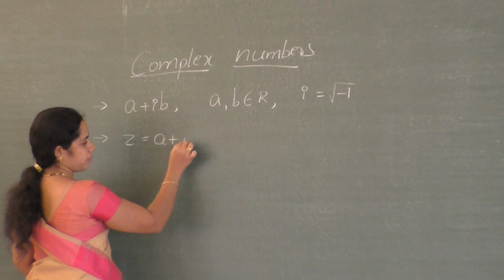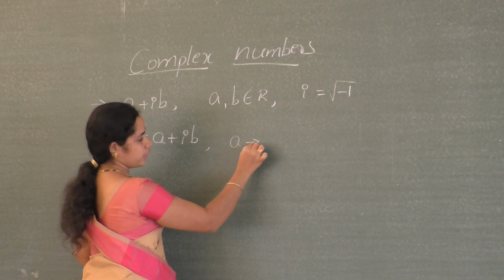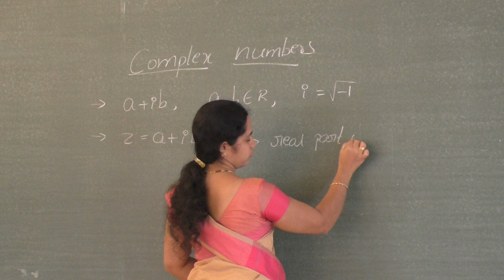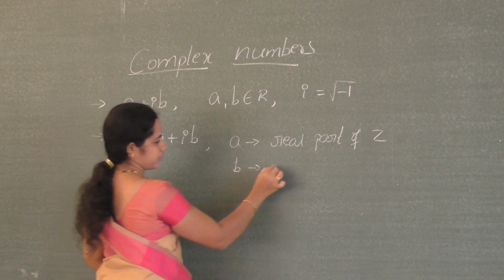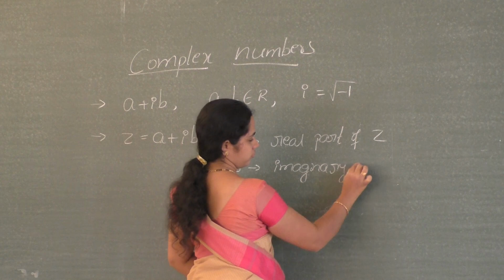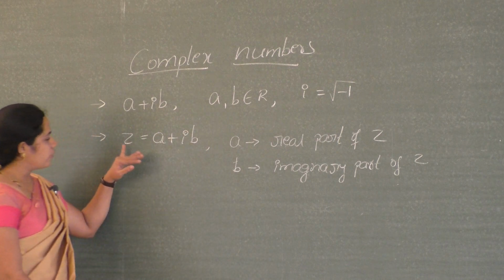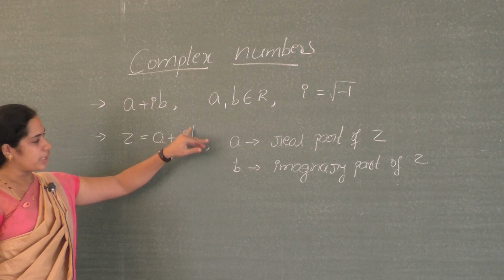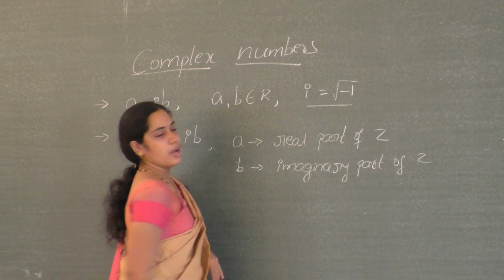Now z is equal to a plus ib is any complex number, where a is said to be the real part of the complex number, that is z here, and b is the imaginary part. Here i is the imaginary number. The value of i is root of -1.